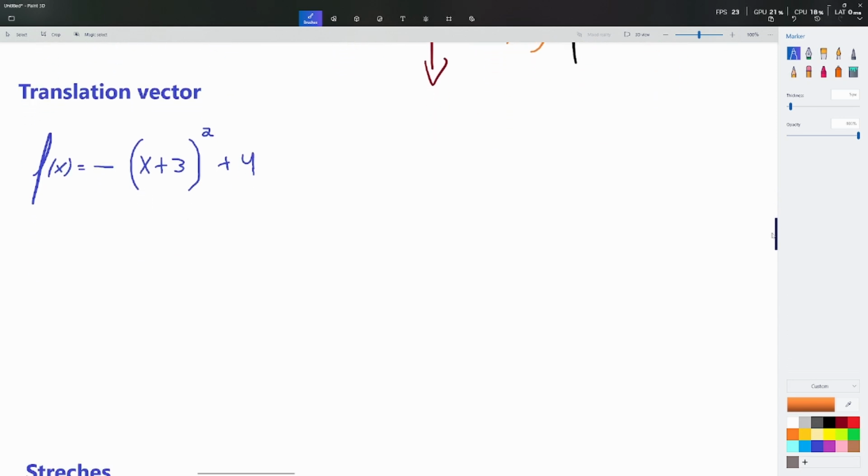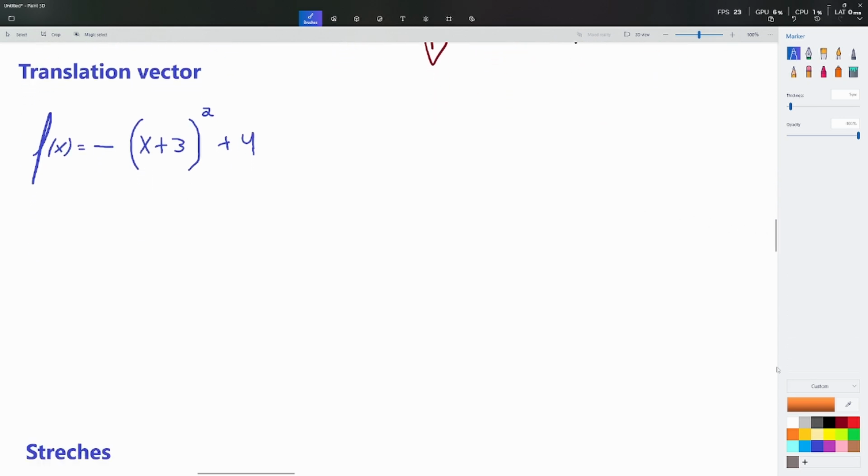So let's look at a translation vector as well. In many cases in your paper 1 or paper 2, sometimes even paper 3, you will be given something like this. You might be wondering, what does this mean? I think it's very simple. This means that you move a to the right or left.